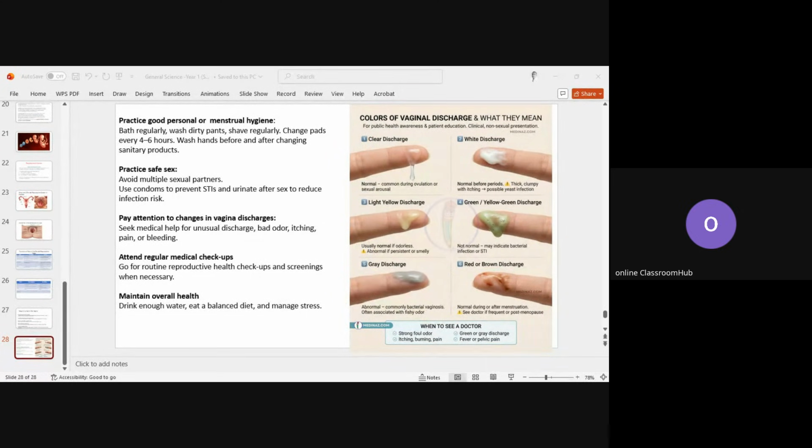Okay. So that is it. So as ladies, you have to take care of the vagina. It's a very important structure that needs to be taken good care of. You don't have to misuse it.